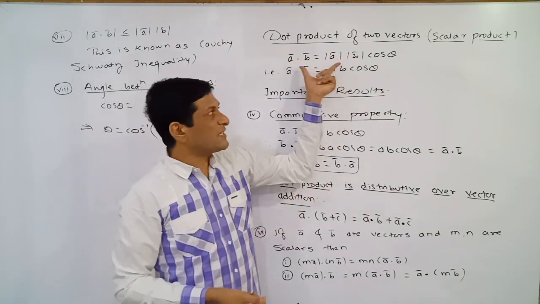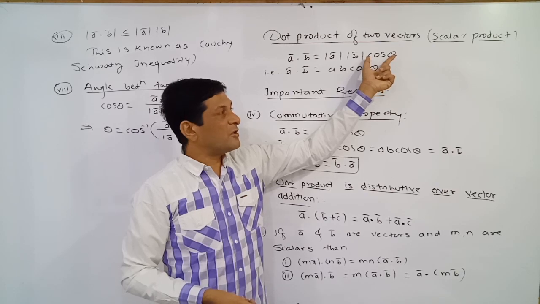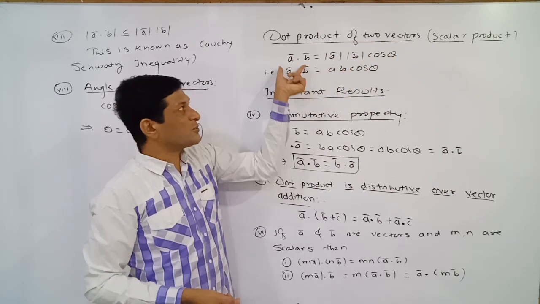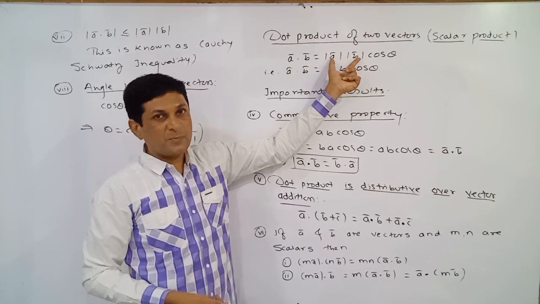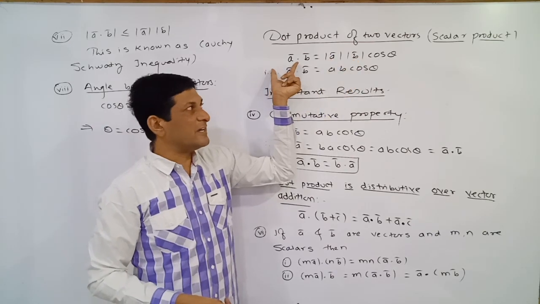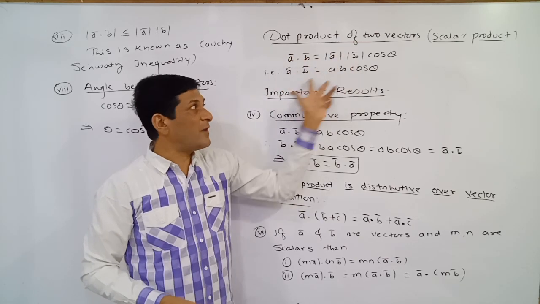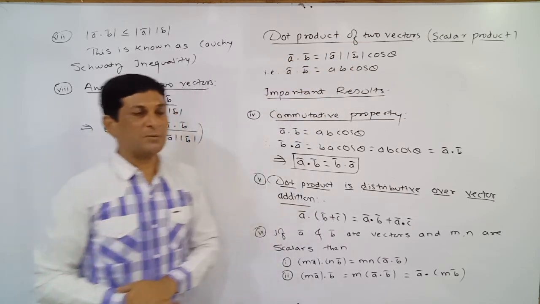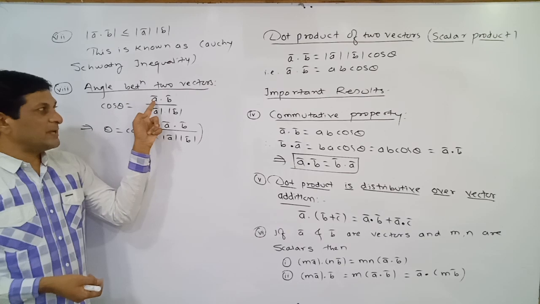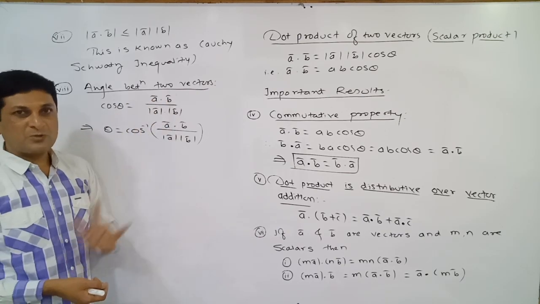So from this expression we can say that to find the value of cos theta, take these two terms on this side. These two terms are multiplied on this side, so on the other side they will get divided. What value will we get? Cos theta is equal to a bar dot b bar divided by magnitude of a bar into magnitude of b bar.